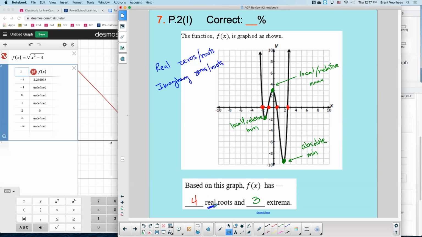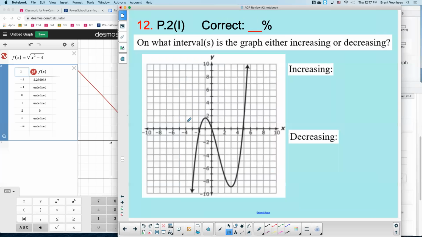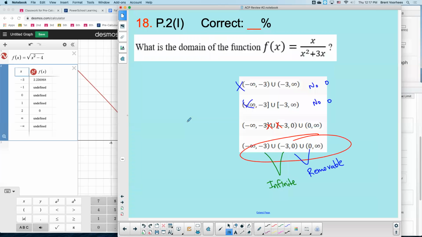So I told you, be very careful because the test makers in the past, I've seen them be tricky, where sometimes they say how many real roots, sometimes they'll say how many total. I didn't put that up there. Total would be real plus imaginary would equal the total roots. So you got to be paying attention to what they ask for. So let me find the next problem that has to deal with this.